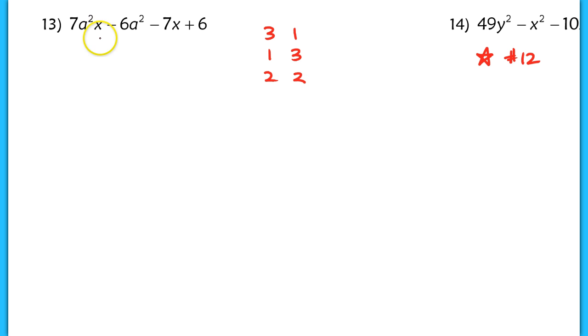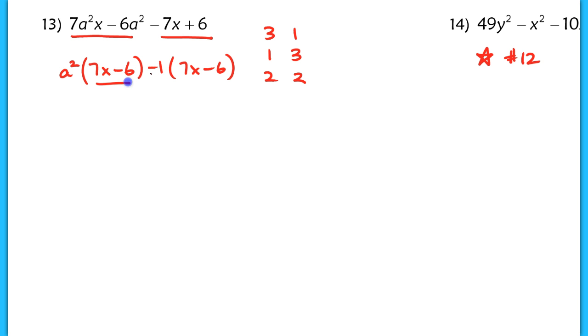Now in this case, this is a problem where grouping 2 terms together, 2 and 2, is actually the best way to go because you can pull out a GCF here of the first 2 terms. So if I pull out that a squared, I'm left with 7x minus 6. And then from here, if I pull out that negative 1, I'm left with also 7x minus 6. So that's great. I have the same binomial here that I can now consider the GCF of this overall expression. So if I pull out the GCF here, which is 7x minus 6, I am left with a squared minus 1.